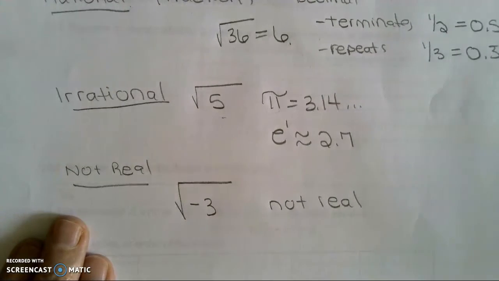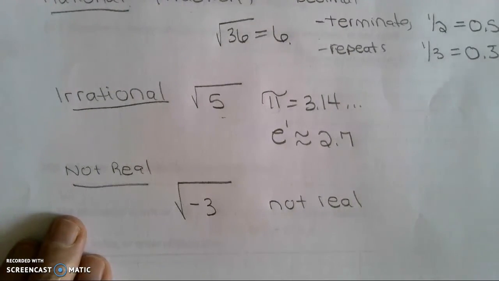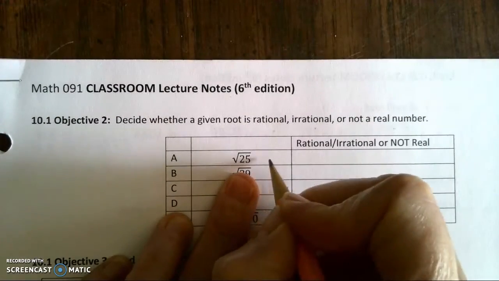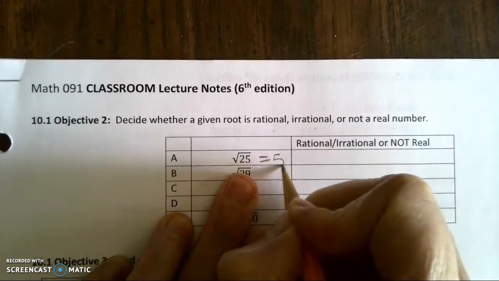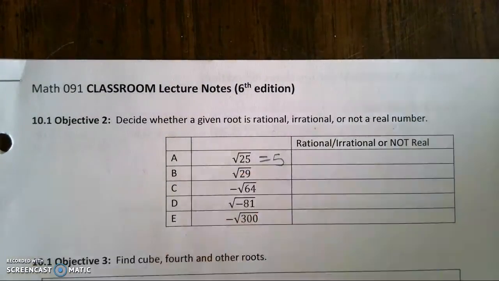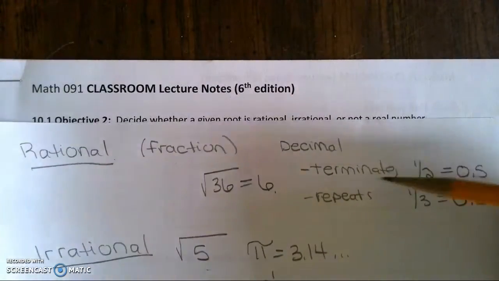Okay, so now let's go back to our sheet. The first one is the square root of 25. The square root of 25 is 5. So that is a decimal that stops, that does terminate. So that'd be considered a rational number.